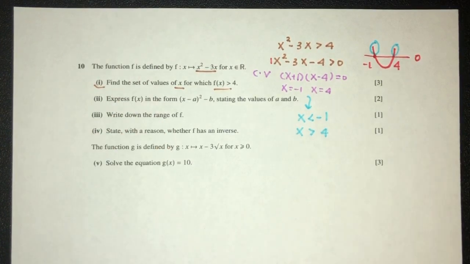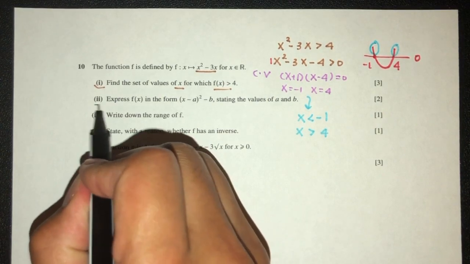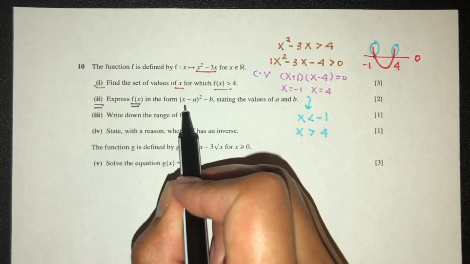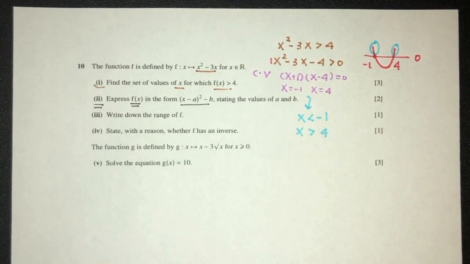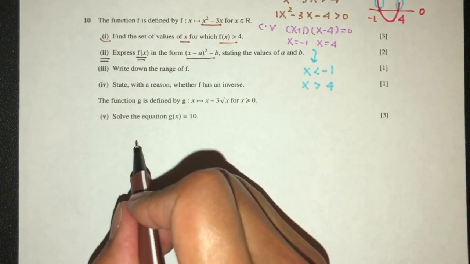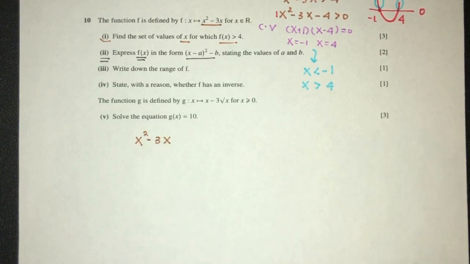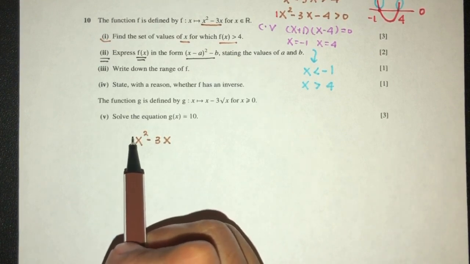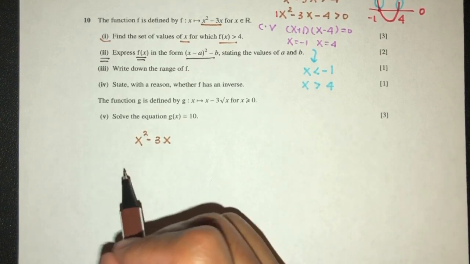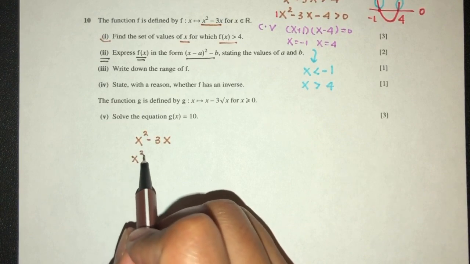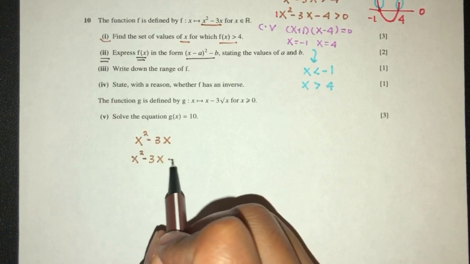Again, these questions, we have seen this many times before in ADMath. Now let's move on to part 2. Express f of x in the form of this, stating the values of a and b. So pretty easy, one by one, step by step. So at first we have x squared minus 3x. So after we confirm the coefficient of x squared is 1, we move to the next step, which is we write this down, same thing. Then we have to add something.